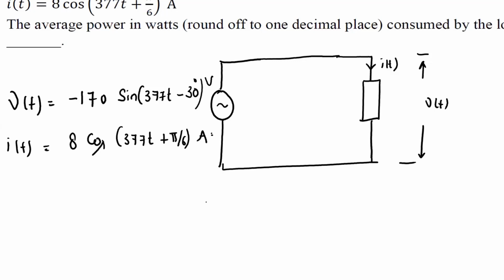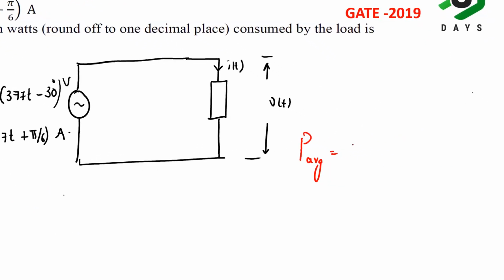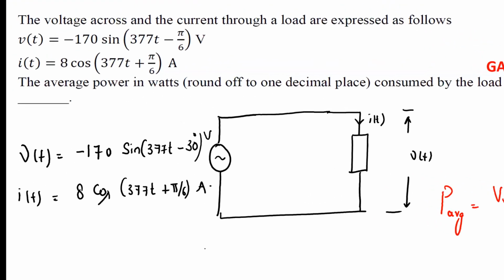Gentlemen, the formula for average power in a single phase circuit is given by P average equals Vrms into Irms into cosine of the angle between the voltage and current. But for this formula to be applicable, you have to make sure a few things are intact. The first thing is that the amplitudes of both signals should be either positive or negative. Sorry, the polarity of the amplitude.